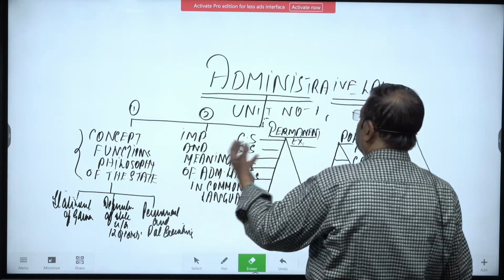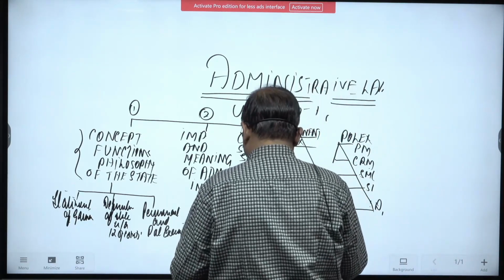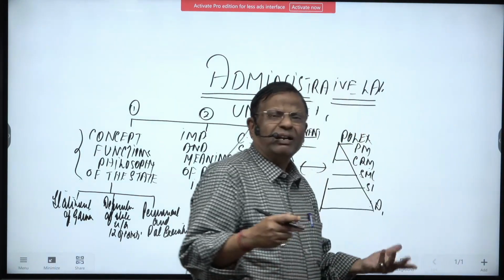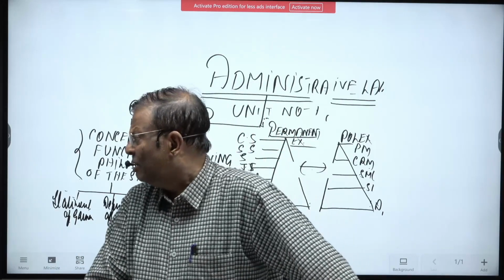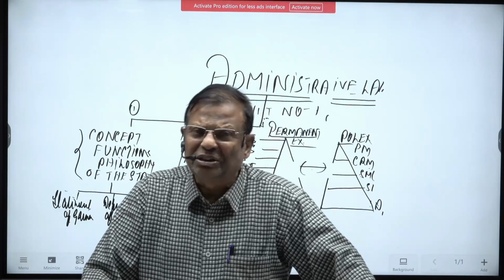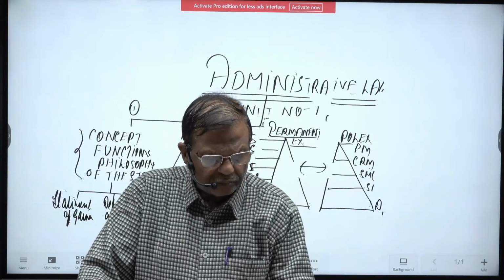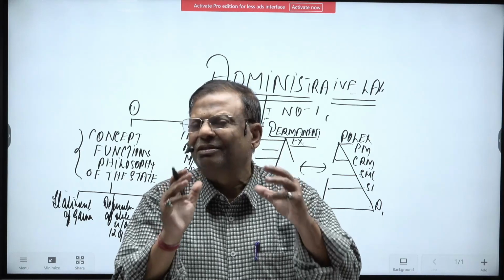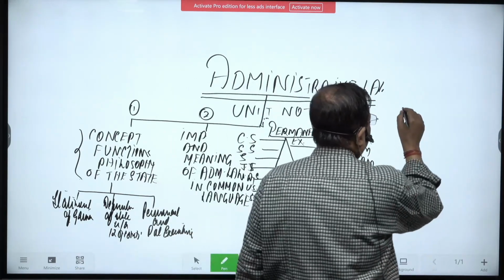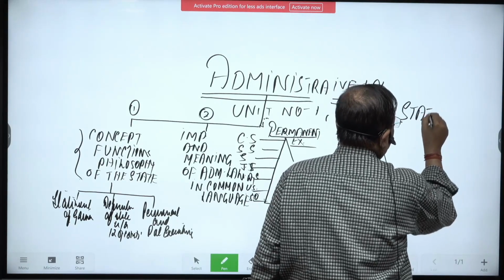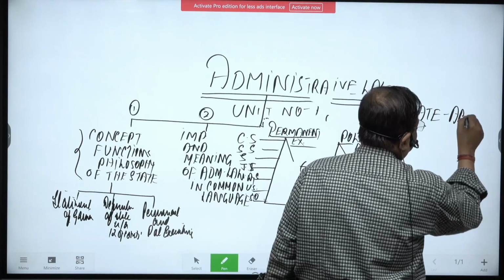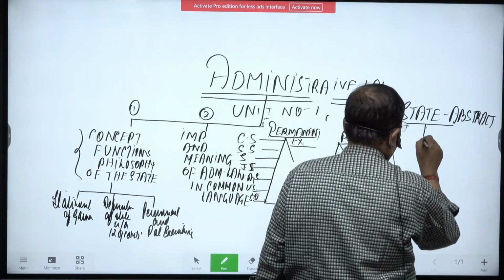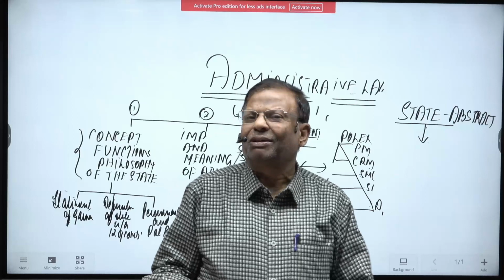So if we take these two triangular shapes, we can say, in common parlance, that state is an abstract term.